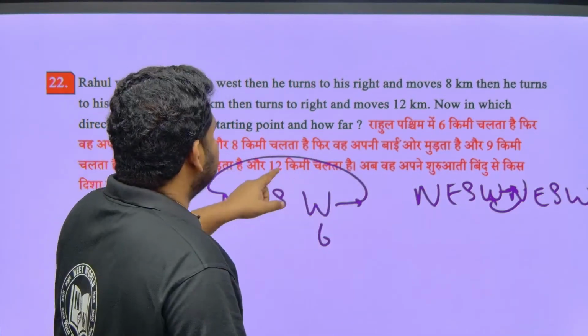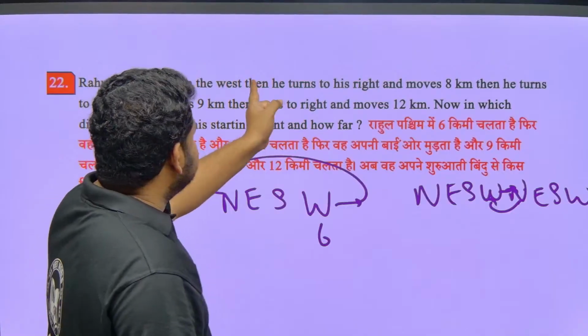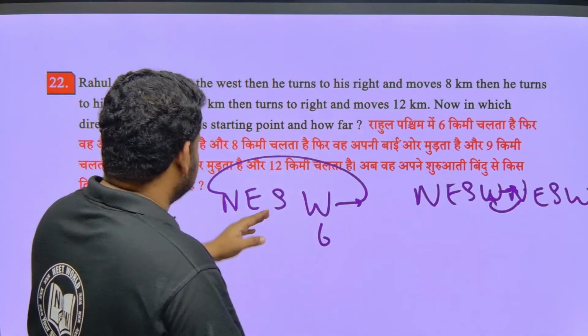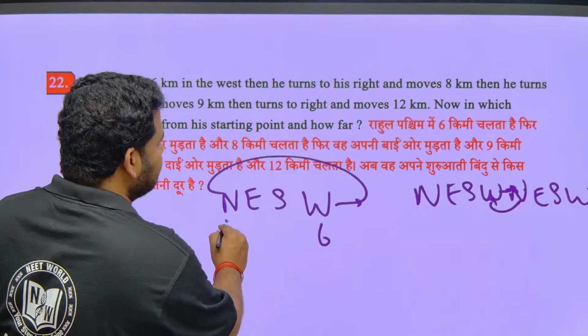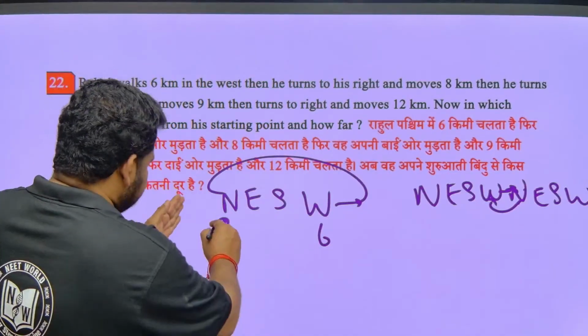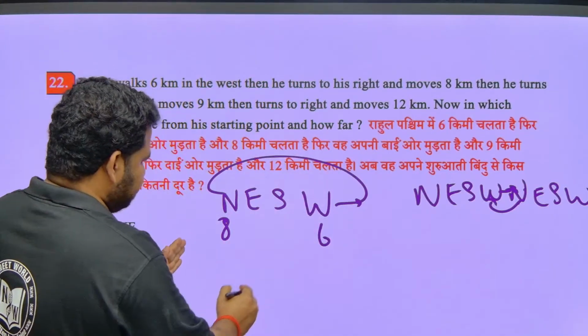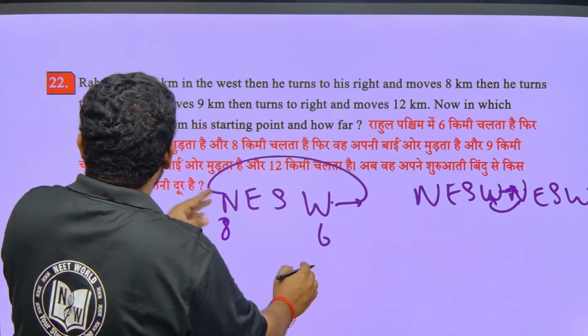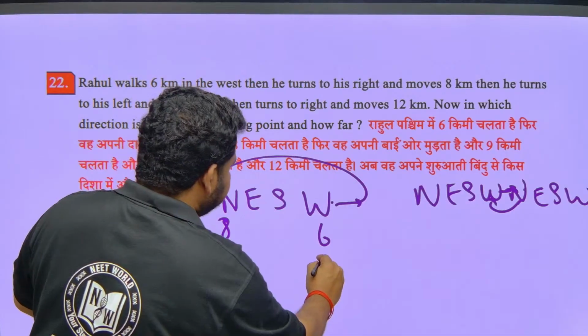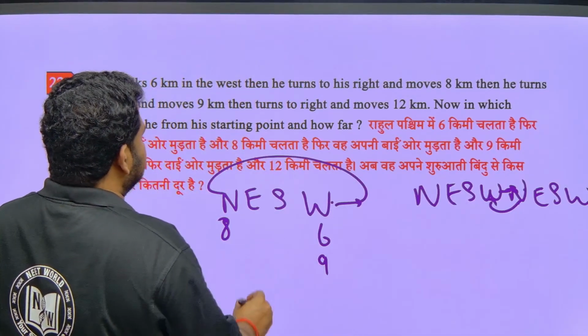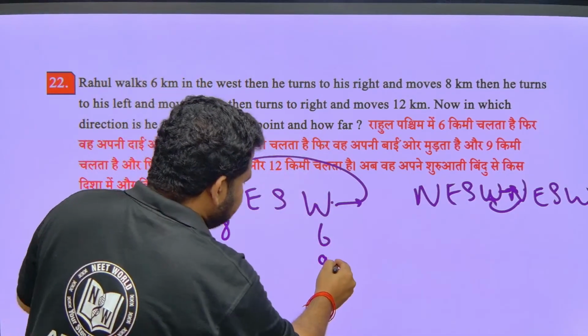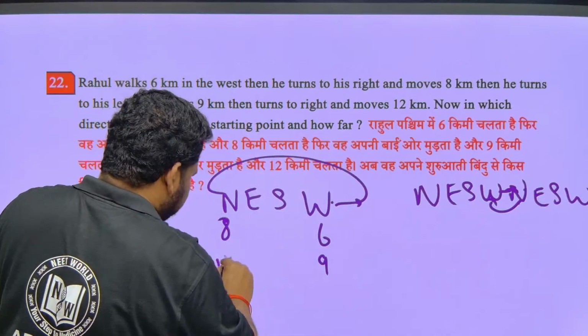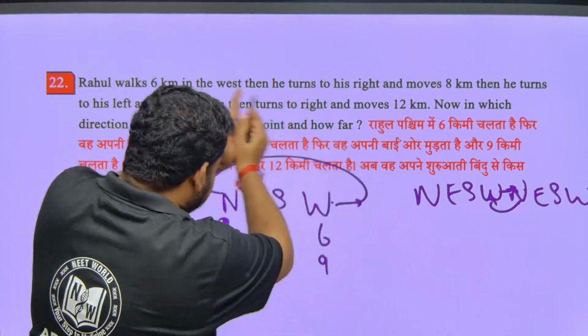So they are telling he turns to his right and moves 8 kilometer. So right means under north it will come 8 kilometer. He then turns to his left. Again he will turn to left means he will come to west again. See, west right side comes to north. North left side means he will come to west. Left and moves 9 kilometer. Okay. Then turns to right and moves 12 kilometer. Again from here he will turn to right and move 12 kilometer. Done. Okay. From here right means again he will come to north.